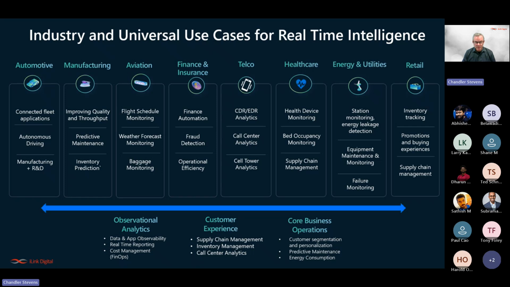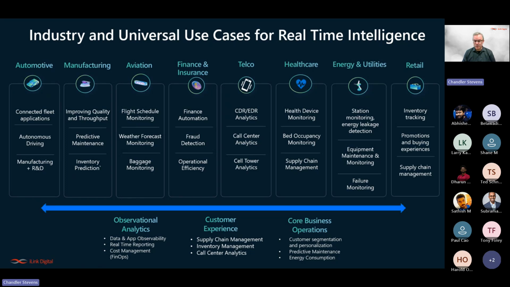For real-time intelligence, monitoring and predictive maintenance is a universal use case. Whether it's predicting machine failures in a manufacturing plant, ensuring optimal performance of automotive parts, or maintaining the infrastructure in telecommunications, predictive maintenance offers substantial benefits. Similarly, supply chain optimization is another use case that cuts across various industries, improving efficiency and reducing costs universally.